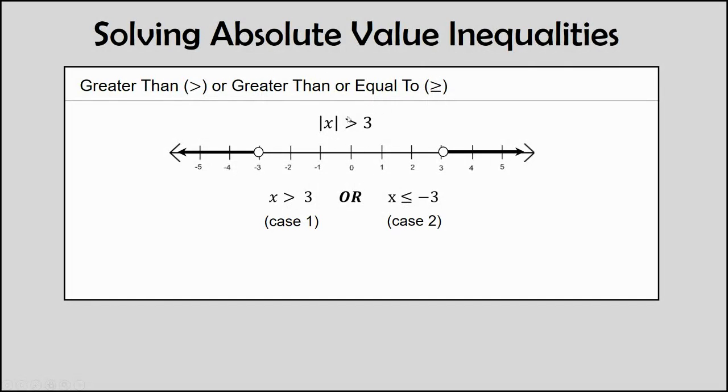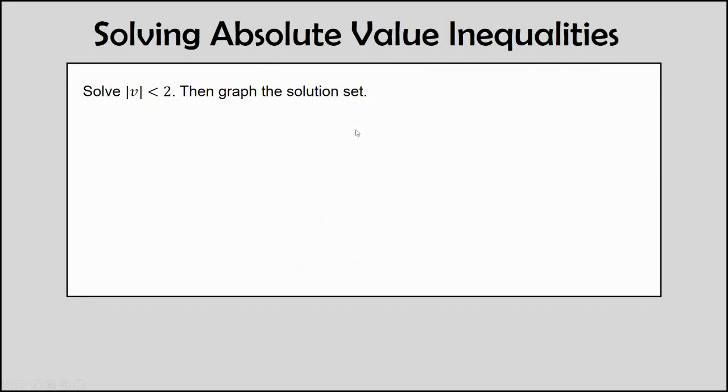So when it's a greater than symbol, we're looking for values of x that are greater than 3 or values of x that are less than -3. Remember, the solution here with an "or" is the union of the graphs. Okay, all right, let's look at a couple of these done in examples that you're going to see tonight.